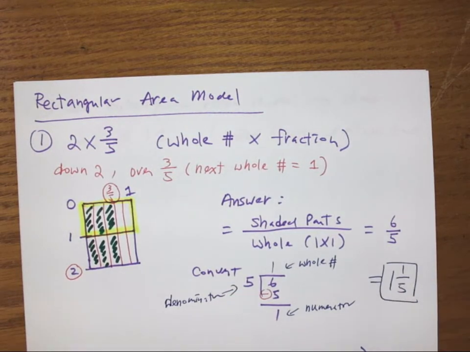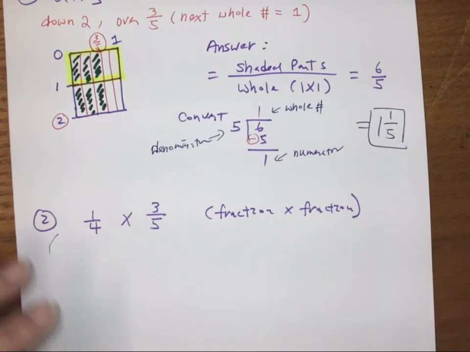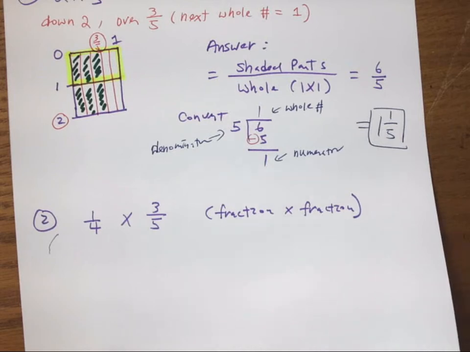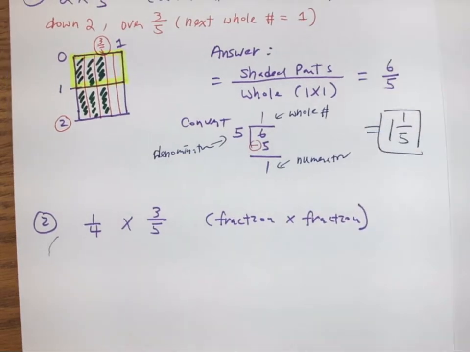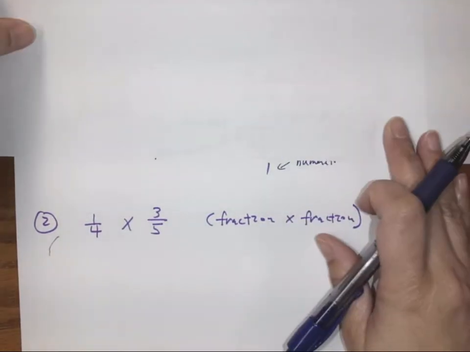Are we okay? So this is the rectangular area model, and we have a whole number times a fraction. And we already checked that earlier. That should be okay. So the next question, we're going to show you also the rectangular area model, but it's going to be a fraction times another fraction.